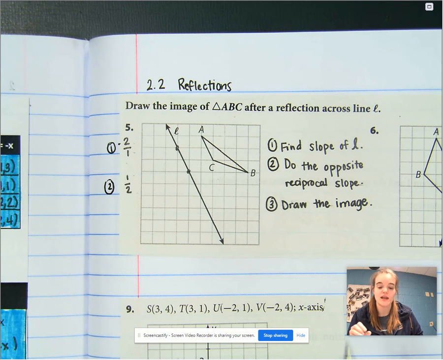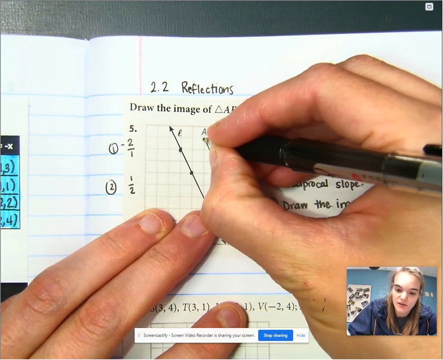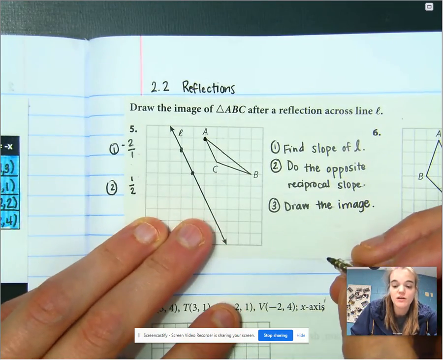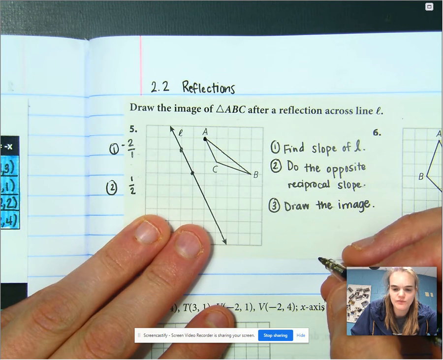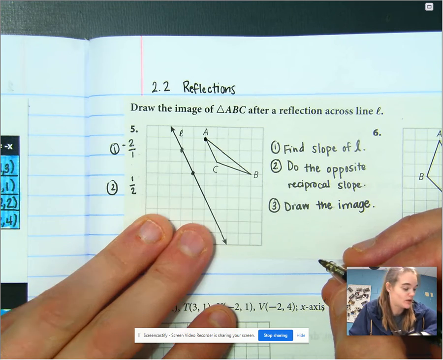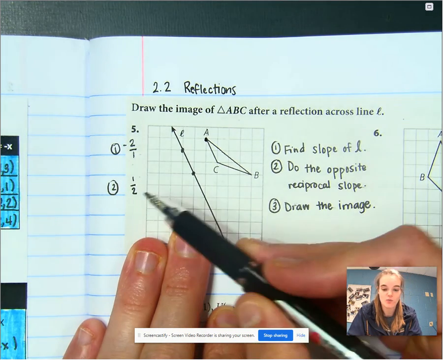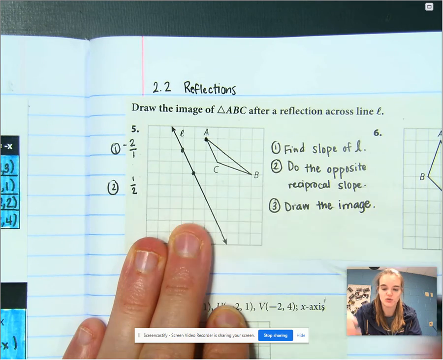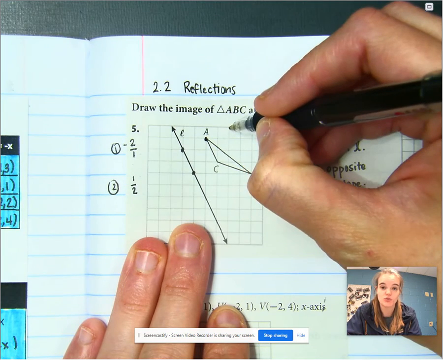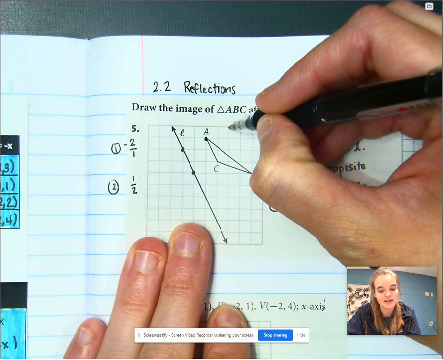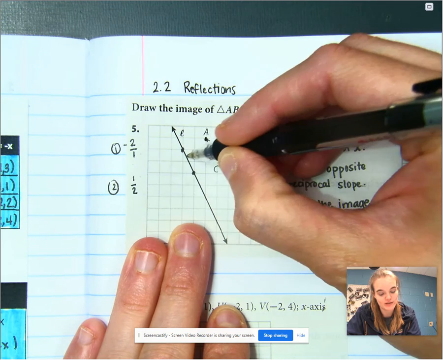Okay, now let's draw the image. Here's what I mean by draw the image. A is currently sitting here. I need to use the slope to determine where A is going to be. Okay, so I have 1/2 is what I'm going to need to do, meaning I would go up 1 over 2. The problem with that is I need to get back to this line.